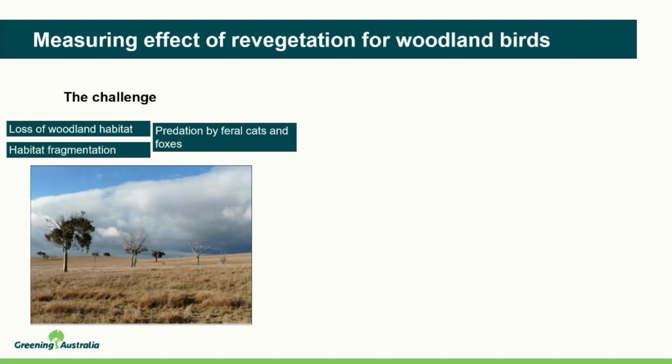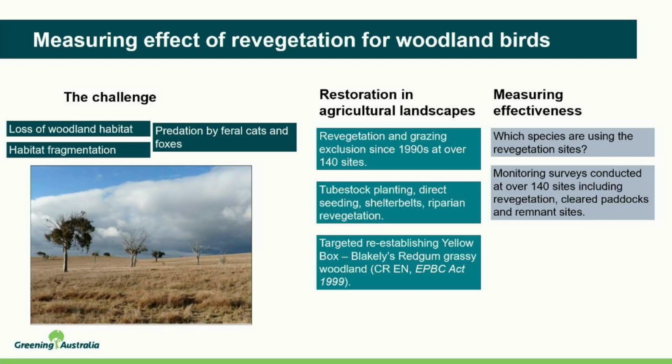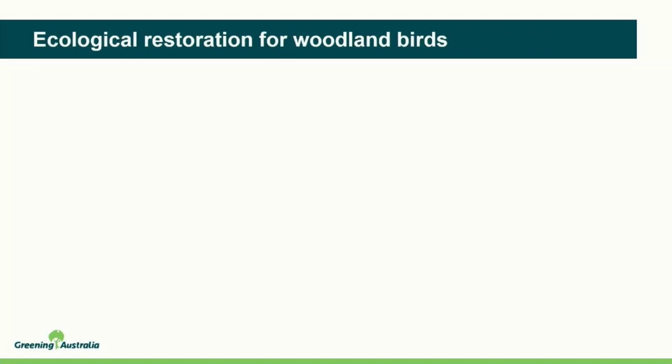Last one, I'll zip through this. So again, looking at woodland birds in the ACT, we've got a number of challenges that these woodland birds are facing. And so what we aim to do is to undertake revegetation in degraded sites in agricultural landscapes through a variety of methods. And we've also, through the work of some really dedicated colleagues, got over 20 years of monitoring data at these sites so that we can start to look at measuring the effect of revegetation for woodland birds. And I'm just going to quickly zip through that.